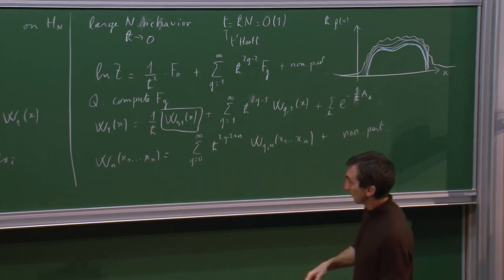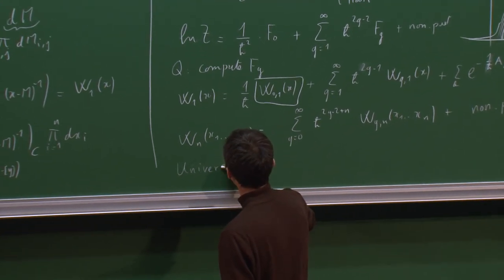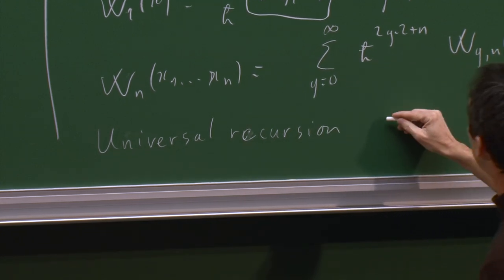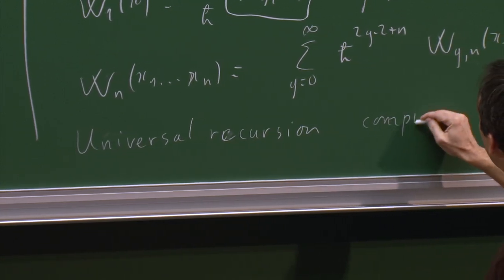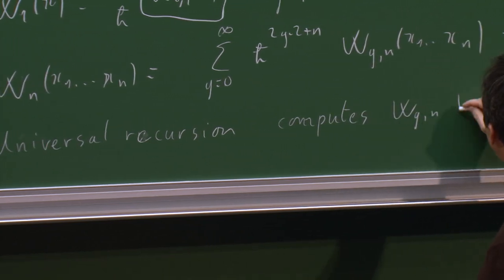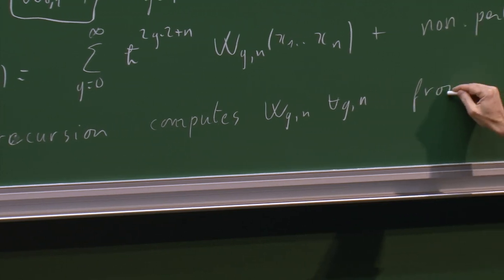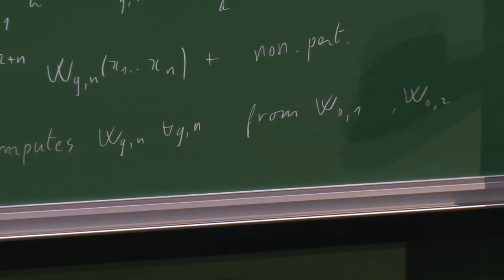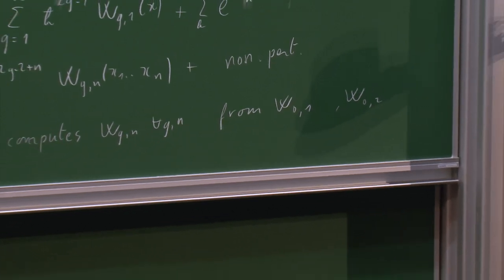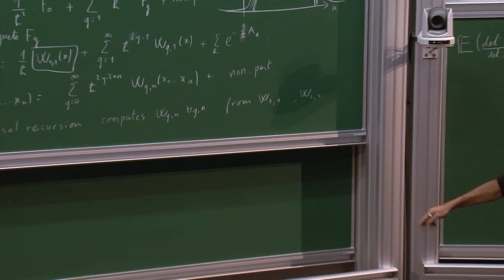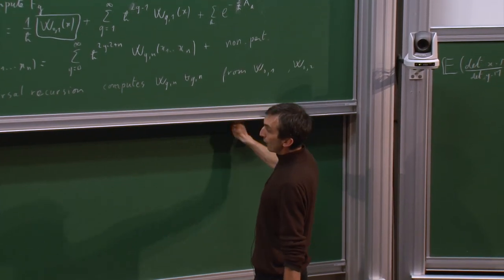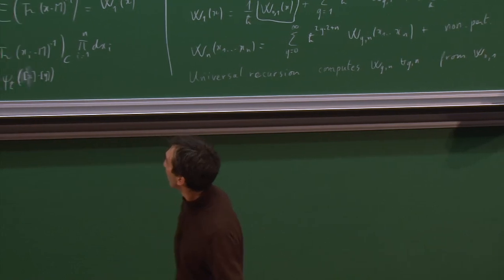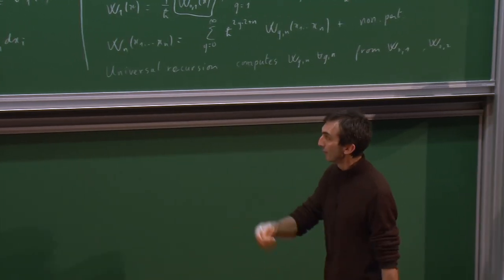So there is a universal recursion, which computes every W_g,n from W_0,1, and in fact from W_0,2 as well, but in random matrices, W_0,2 is determined by W_0,1. So in principle you need the two, but in random matrices, one is determined by the other. So let me take another example, which does not seem to be related to a matrix integral of that type. In fact, it's related to a matrix integral which was introduced by Maxim Kontsevich.